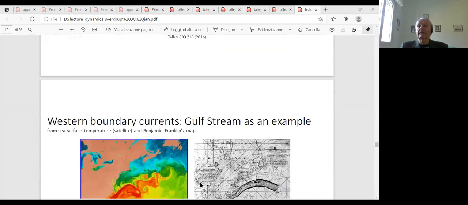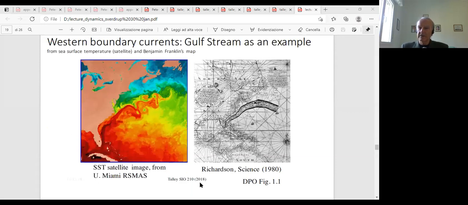Western boundary current, one example is the Gulf Stream, which is very highly studied. You remember when I showed you at the very beginning of the course that there were huge experimental efforts in this area. So the Gulf Stream is pretty well studied.